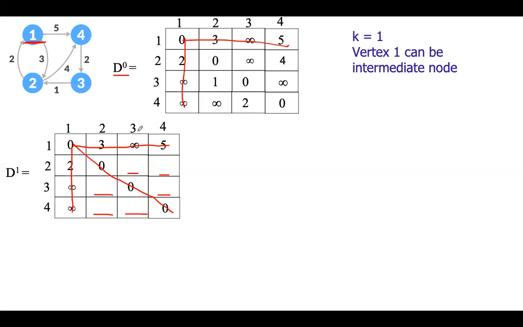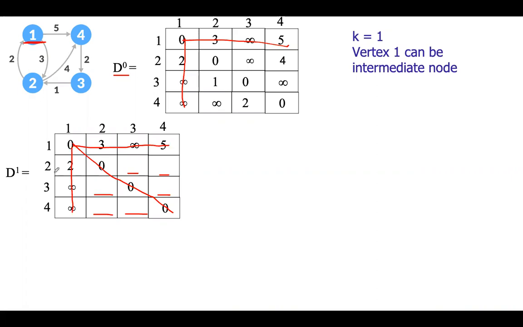2 to 3, how am I going to find out? I want to find out if I go through 1, whether I will get any shorter distance or not. 2 to 4 also: I'm checking if I go to 1 and then to 4, whether I will get a shorter distance. Is it clear? Now, 1 is the intermediate vertex. With the help of 1, if other vertices travel, whether they will reach any other vertex in a shorter distance or not. That is what we are trying to find out.